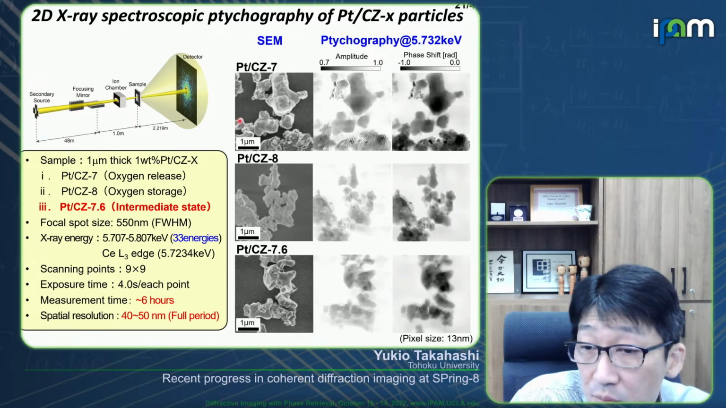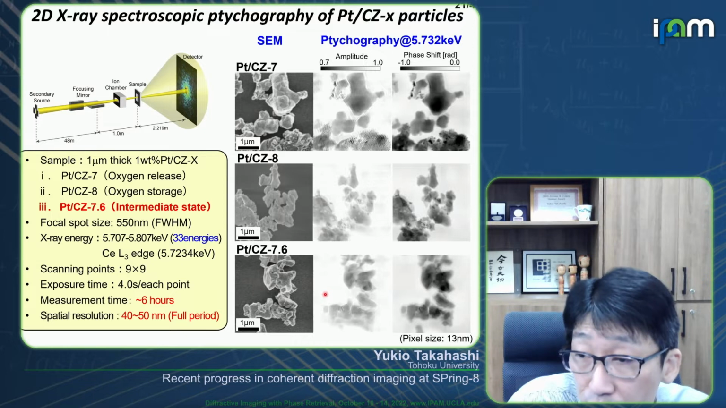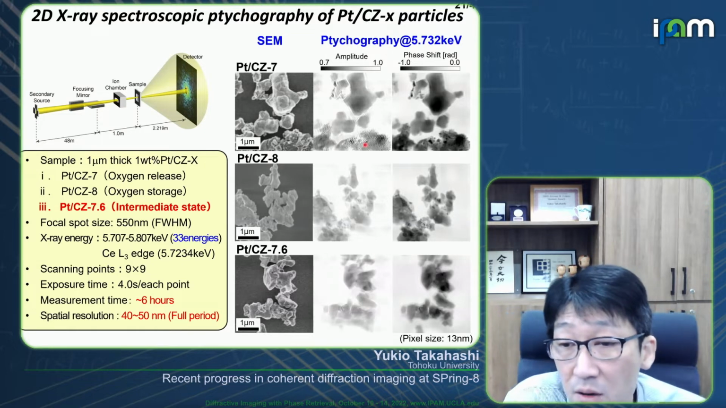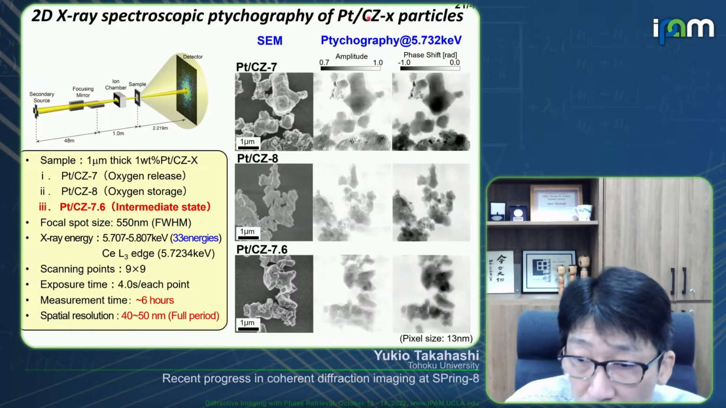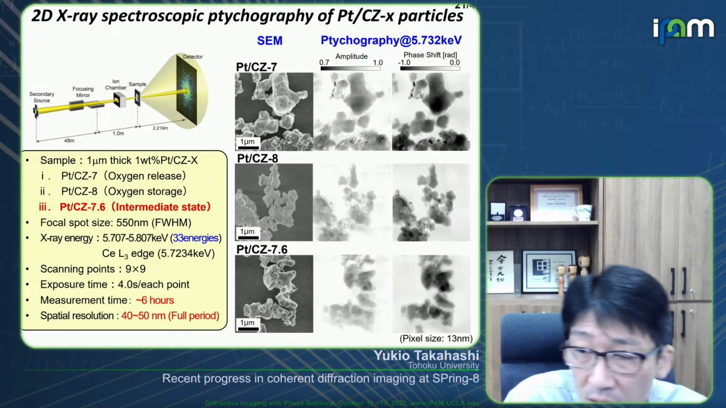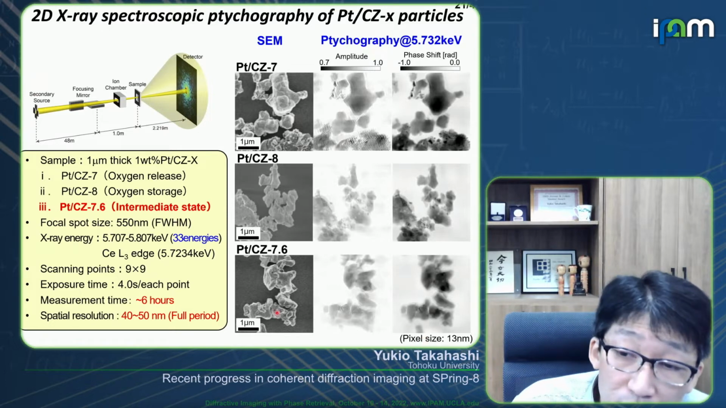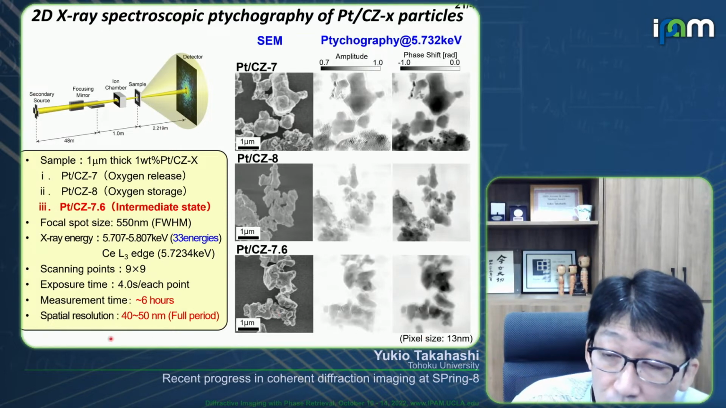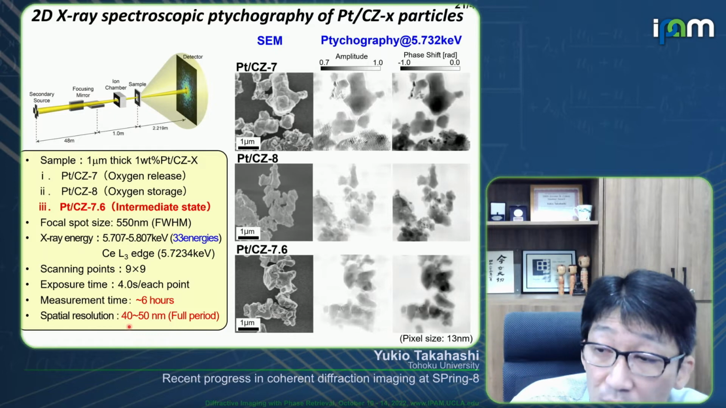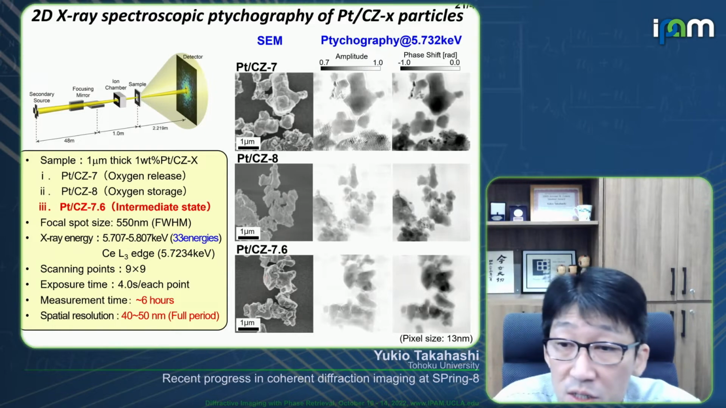This is the SEM image for CZ7, 8 and 7.6, and amplitude and phase images by ptychography at 5.732 keV, above the absorption edge. The pixel size of the reconstructed image is 13 nanometers. Spatial resolution was evaluated to be 40 to 50 nanometers by PRTF analysis. As you can see, the X-ray ptychography images agree well with the SEM images.